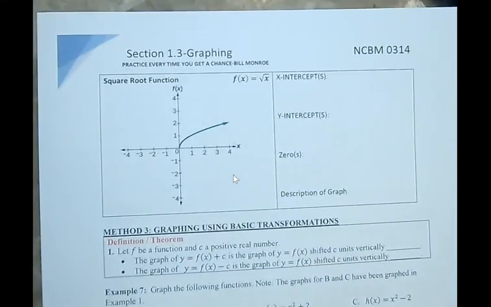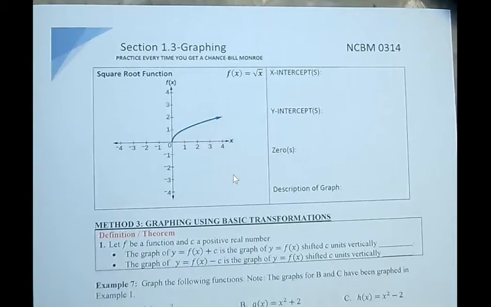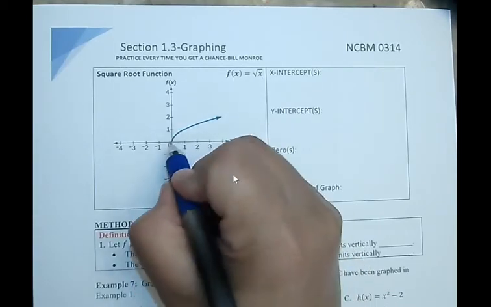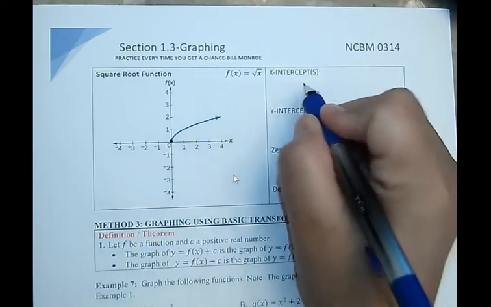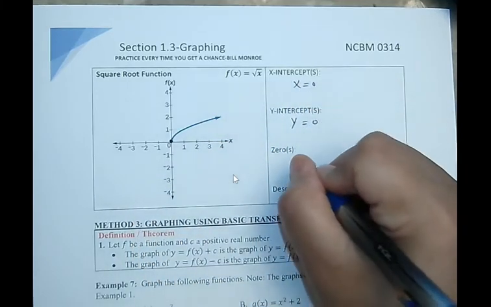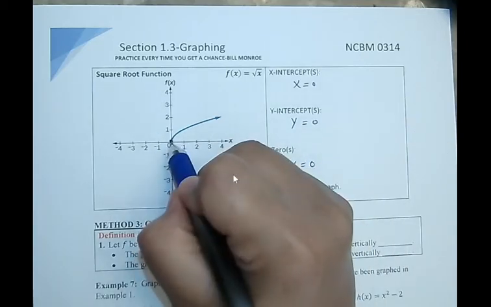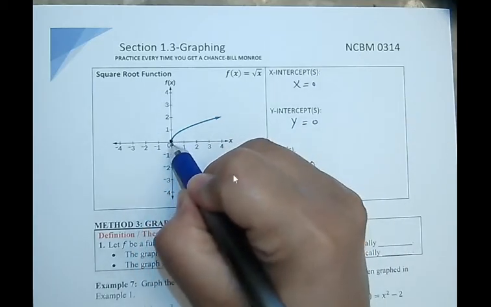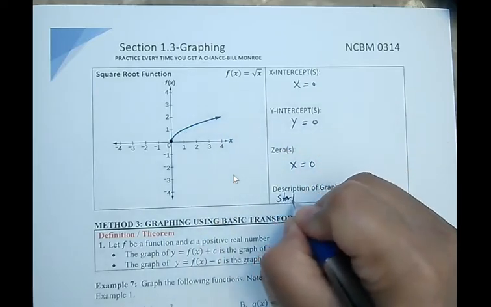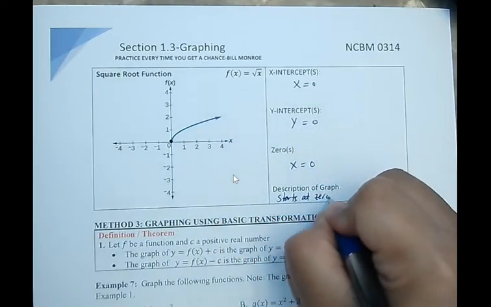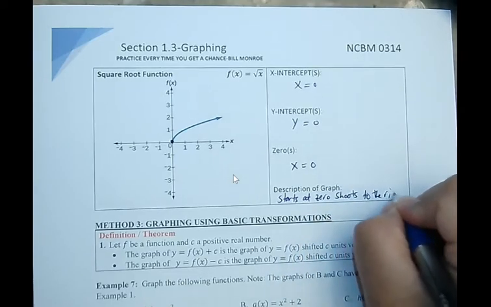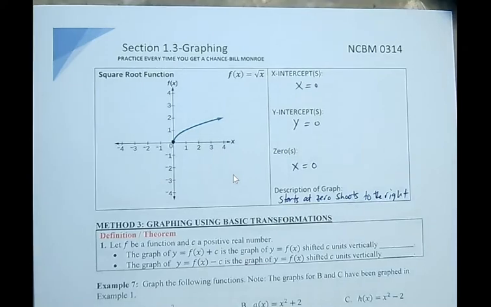And then the last one here is the square root function. Here you have the function f of x equals the square root of x. Your x-intercept is at 0. Your y-intercept is at 0. The zero is still 0. And you can see that the graph kind of starts at 0 and shoots to the right. Okay, so it starts at 0 and shoots to the right.